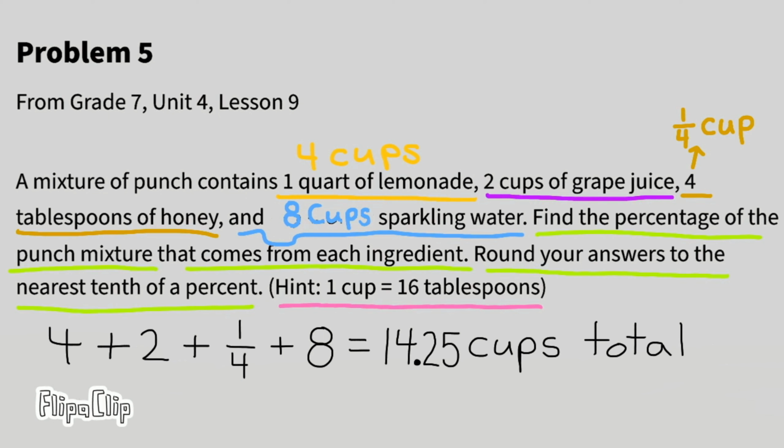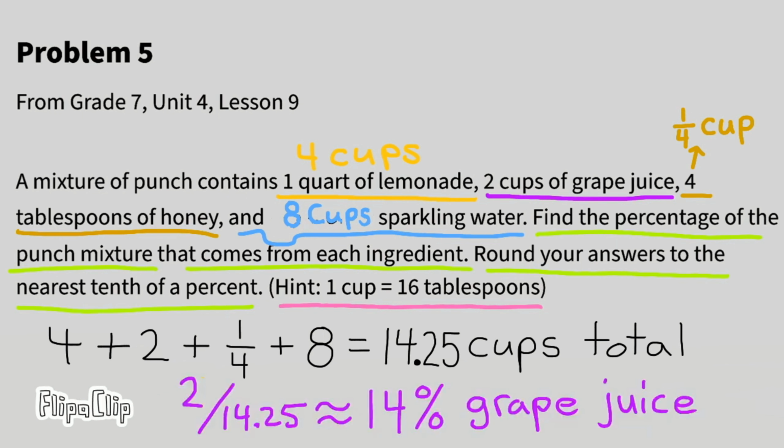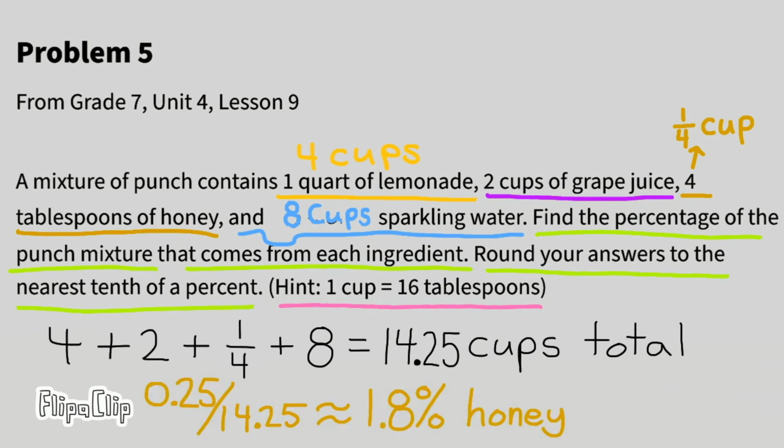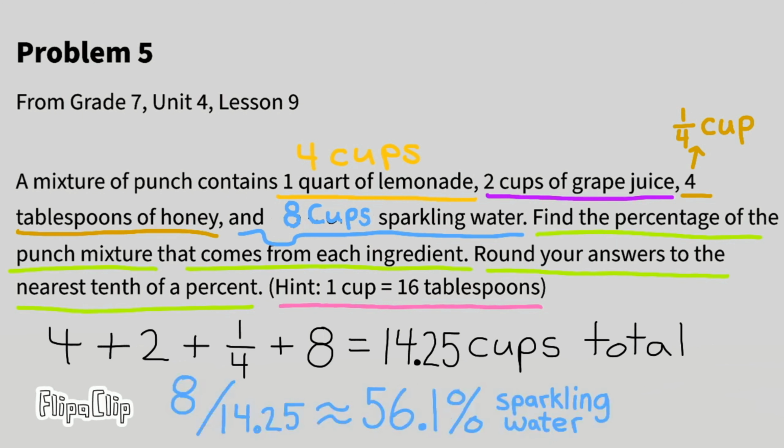4 cups of lemonade out of 14 1/4 cups. That would be 4 divided by 14.25, so that's approximately 28.1% lemonade. 2 cups of grape juice divided by 14.25 is approximately 14% grape juice. 1/4 of a cup of honey divided by 14.25 is approximately 1.8% honey. 8 cups of sparkling water divided by 14.25 is approximately 56.1% sparkling water.